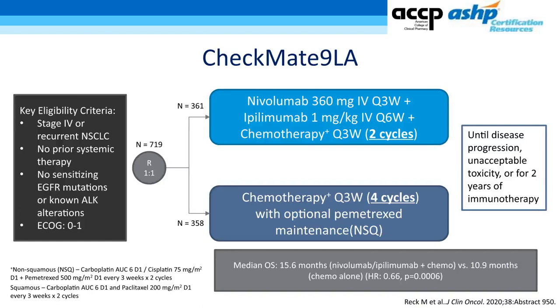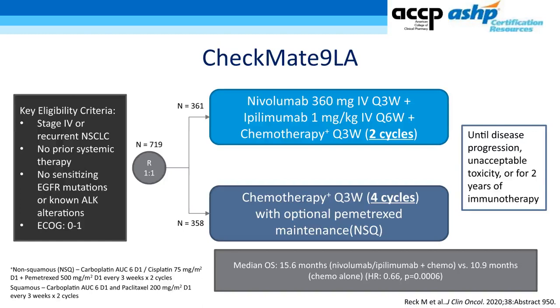Of note, this was only for 2 cycles, not like our prior trials where we were giving 4 cycles of platinum doublet. These patients then would move on to nivolumab plus ipilimumab as maintenance therapy, and for our non-squamous patients, in the chemotherapy comparator, they may have received pemetrexed maintenance, which is as per standard of care.